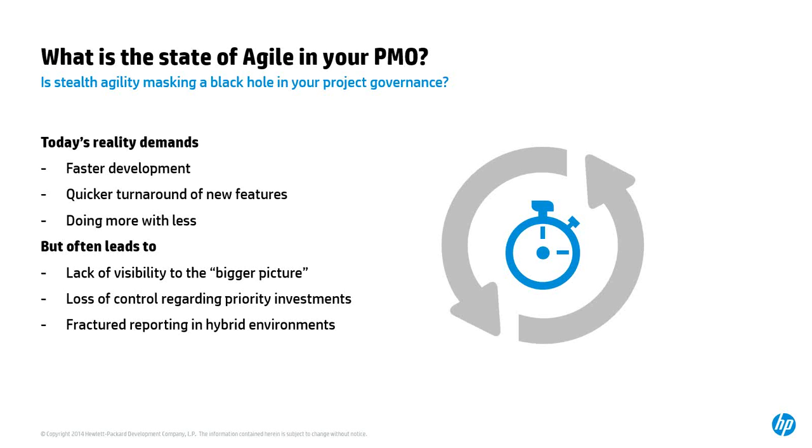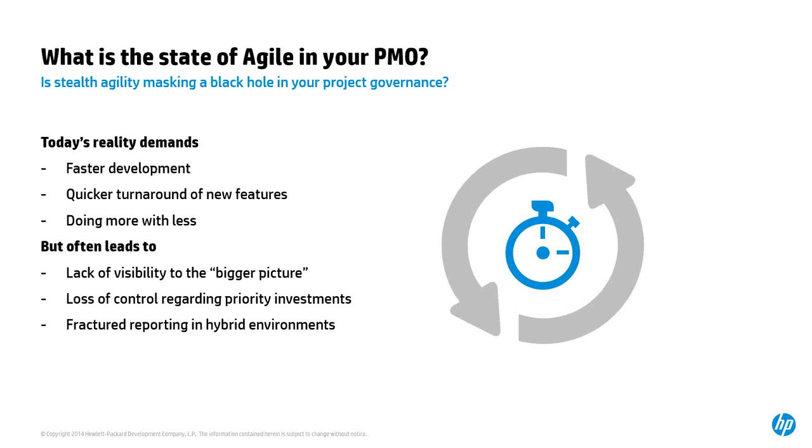Or is it in reality, like we see with a lot of customers, a black hole in your project governance, where you're not actually seeing what's going on, except a piece of work comes out every couple of weeks, and you go, yeah, great. And so when you think about it, why Agile in the first place? Well, today's reality of development demands it. We're wanting things that are quicker, we're wanting a faster turnaround on new features, and we have to be agile because we're being asked to do a lot more with a lot less in terms of resources.